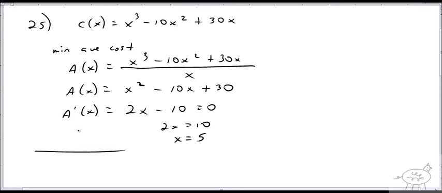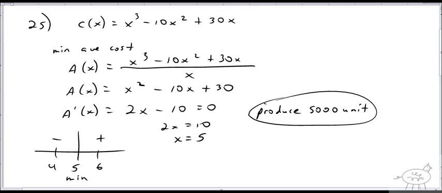All right, we do our interval testing here. So 4 and 6, and we plug it back into the derivative, and we get minus and plus. So of course that makes that a minimum. And remember, x is in thousands of units, so we're going to produce 5,000 units to minimize our average cost. All right, not too bad.